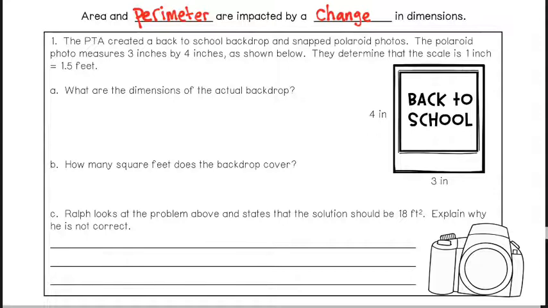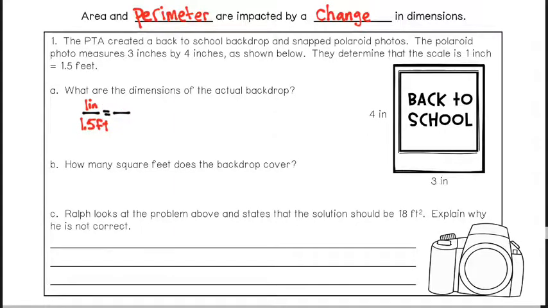If I look at the actual backdrop and use that scale, the very first thing I do is set up a proportion. With that proportion, I say that I have 1 inch equals 1.5 feet. I could have done it the other way as well, where the 1.5 feet was on top. Whatever I have on top here needs to stay on top on the second one. So I have inches here, the second one needs to be inches. I could have done it the other way though and had feet and feet.